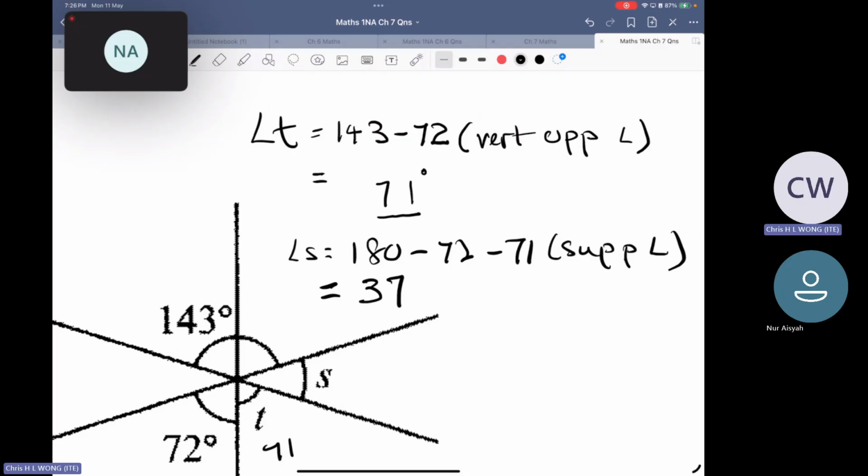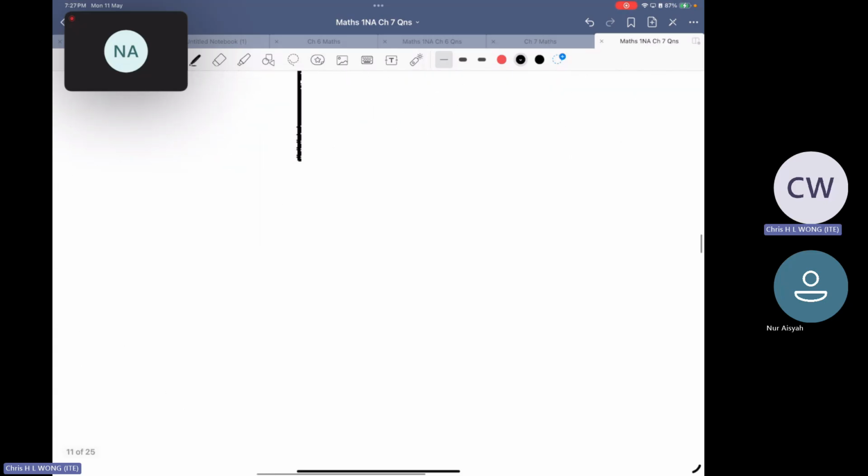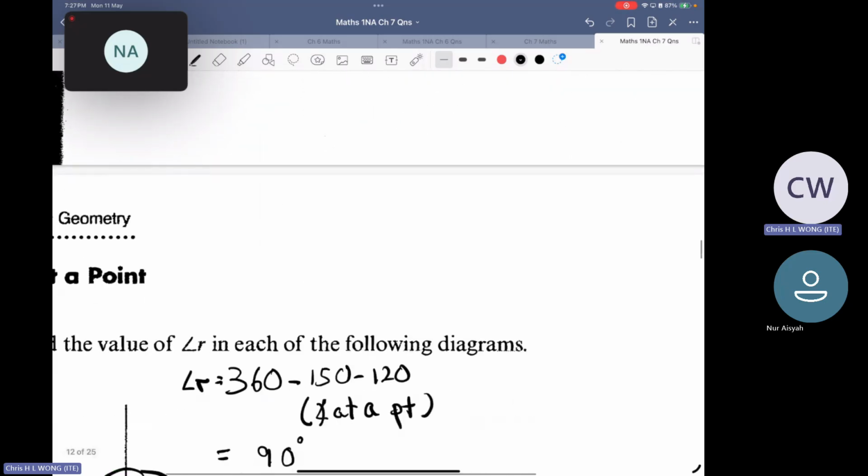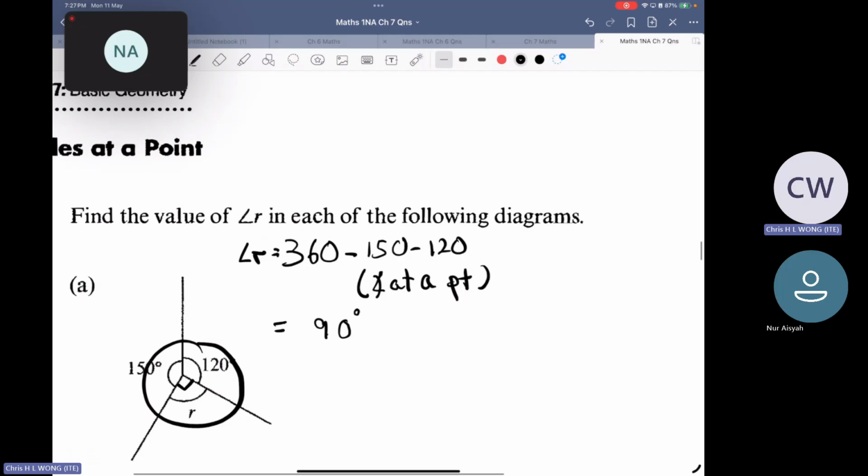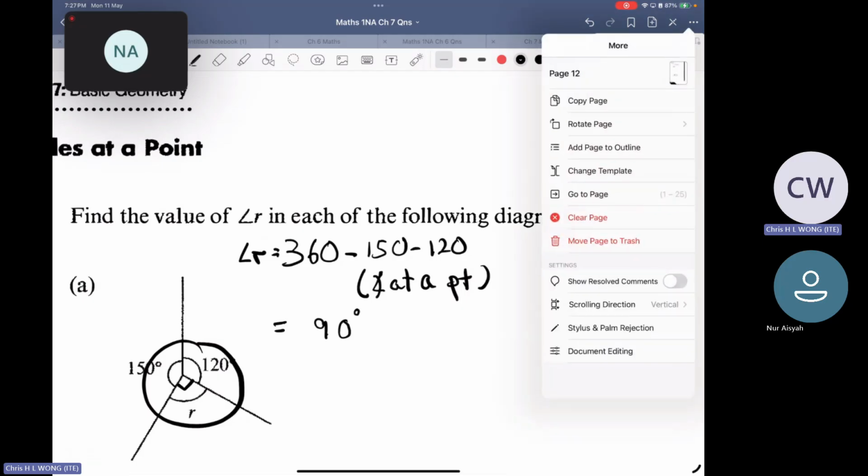Clear? Is it clear? Mandy, is it? Mandy, okay, good. Move on. Any questions so far? These are the easy ones. I give you something. Okay, let's do this. Yeah, let's do this.